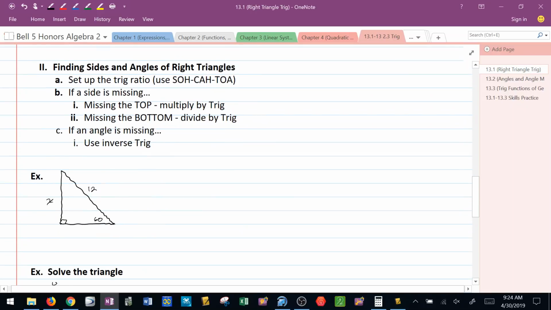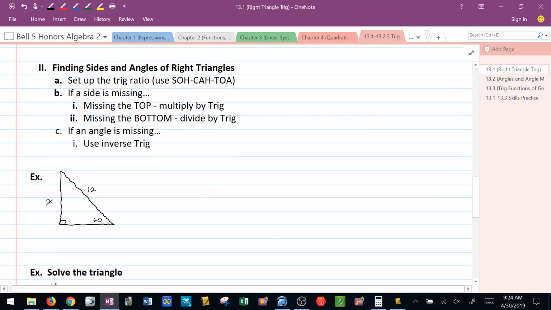Okay? The second thing in this lesson is how do I find sides and angles of right triangles? So I've typed in here my process that I use. Step 1, I set up the trig ratio using SOHCAHTOA. I'm not going to worry about using the reciprocal functions. I'm just going to use SOHCAHTOA. Sine is opposite over hypotenuse. Cosine is adjacent over hypotenuse. Tangent is opposite over adjacent.